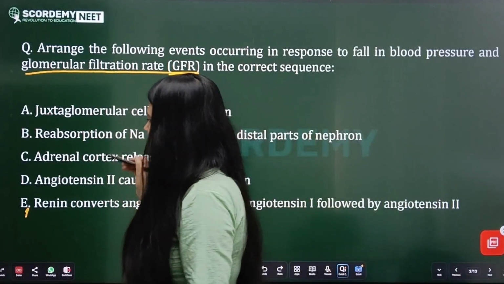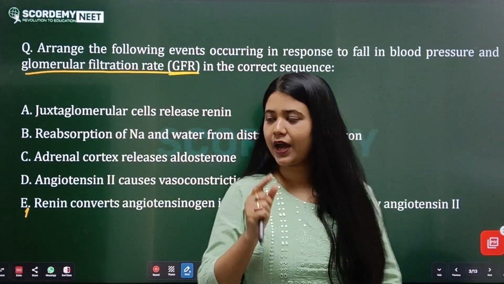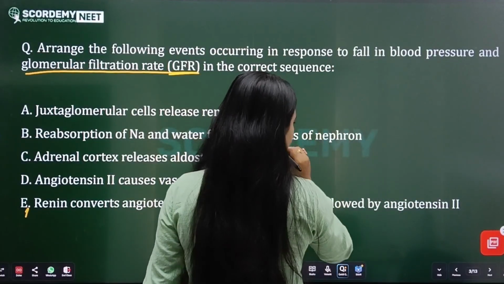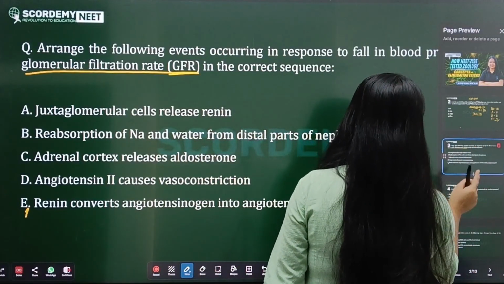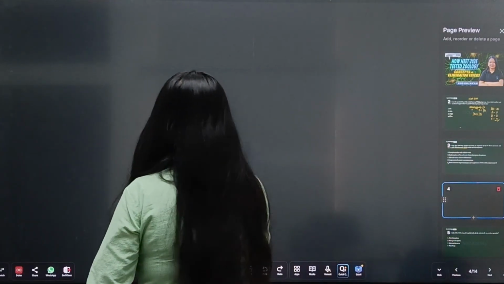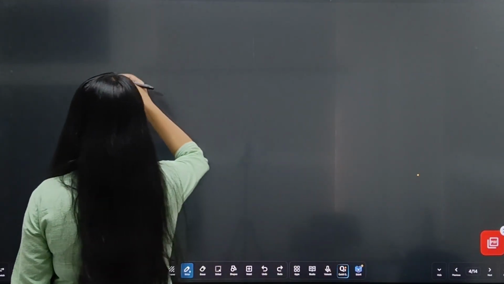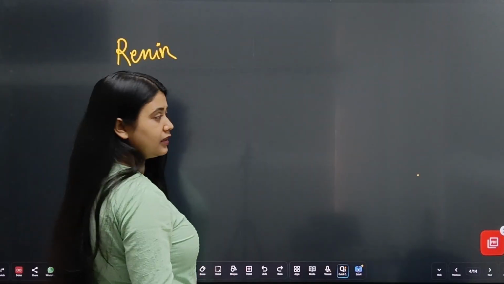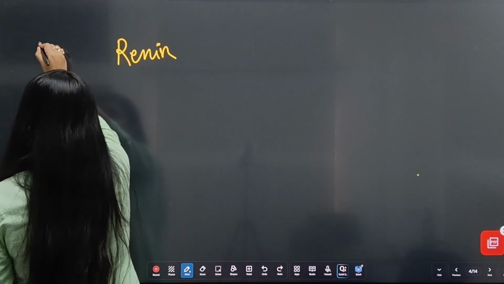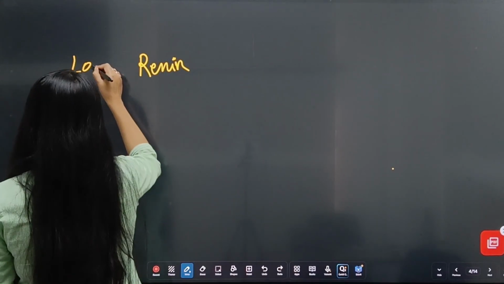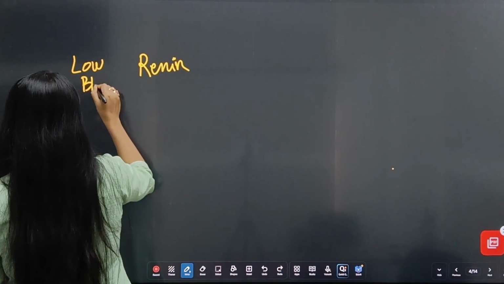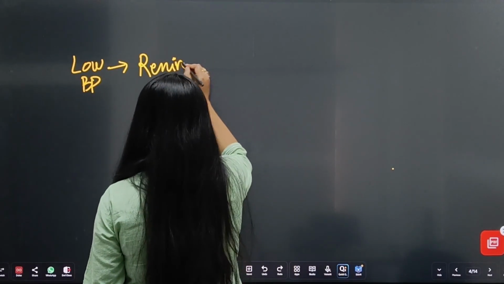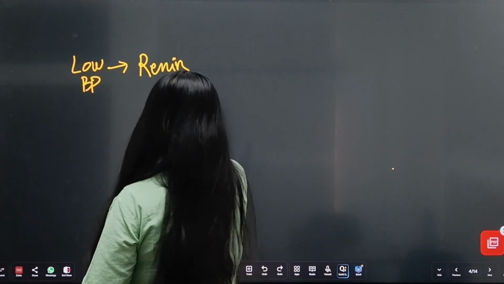See, instead of just mugging up the sequence, try to go logically. First, what is going to happen? First, see here, I'm writing another one, okay? I'm adding one more page here. See. Okay, so first, renin. Yes, renin will be released, isn't it? When will it be released? When there is low blood pressure, okay? Low blood pressure, renin is going to be released.